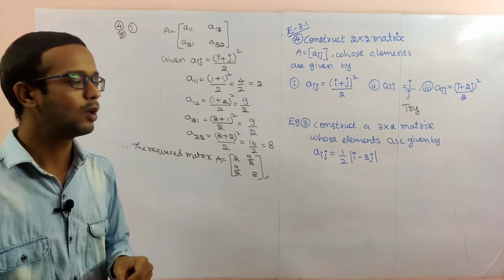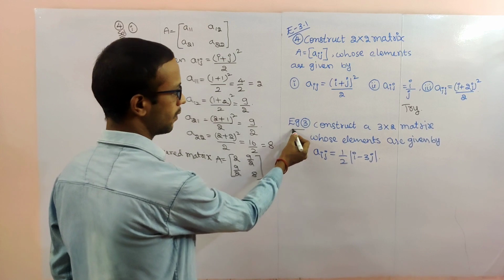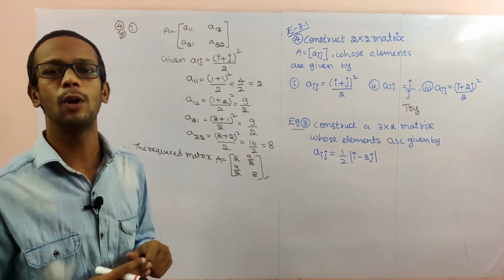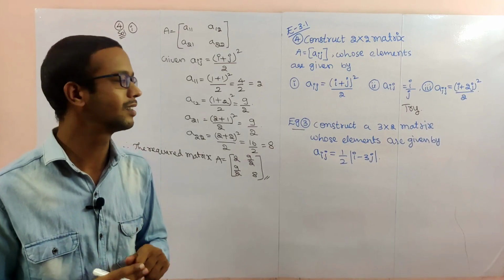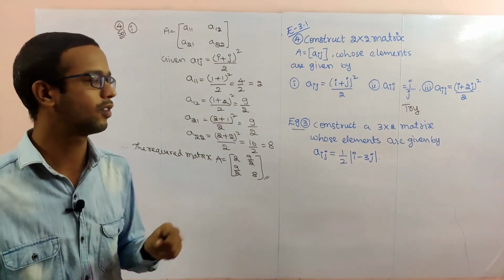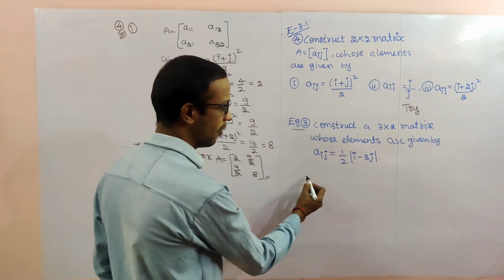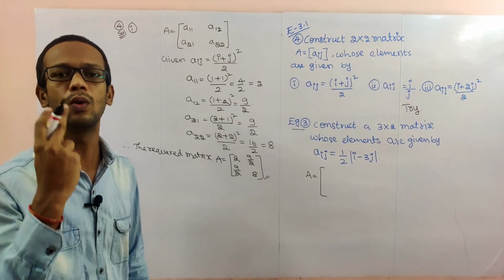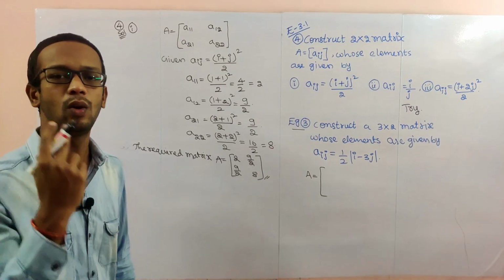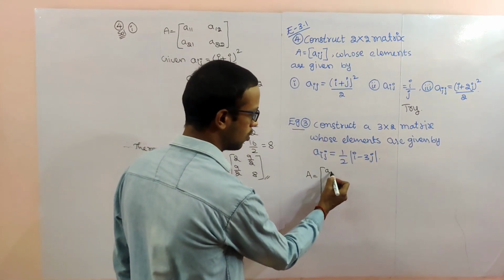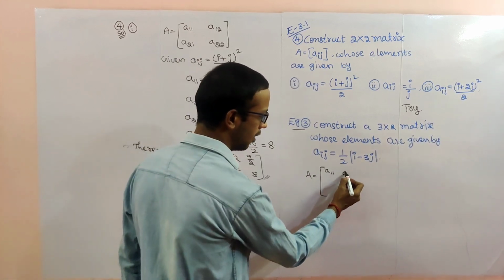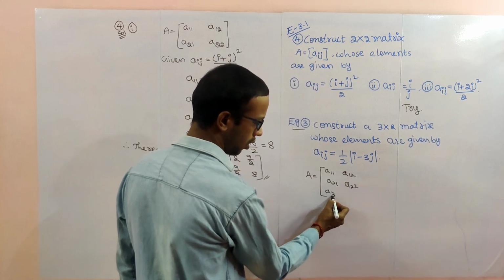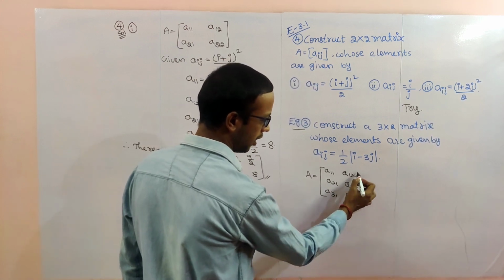Next, example 3. Construct the 3 by 2 matrix here. This fourth problem, what is there? The previous was a 2 by 2 matrix; this is a 3 by 2 matrix. So 3 by 2 matrix means what? 3 rows, 2 columns. So 3 rows, 2 columns we have to write: A11, A12, A21, A22. Third row also we have to mention here.